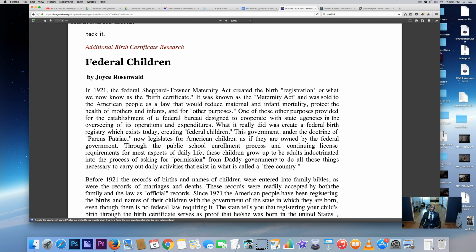What happens when you die? You get a death certificate, which is a bond. It goes over and over and over again.